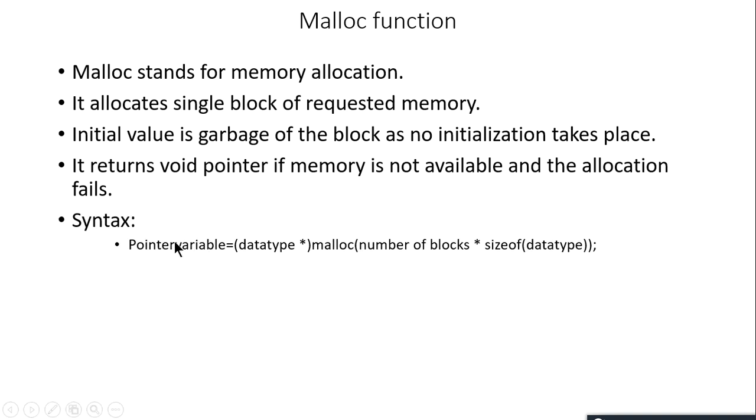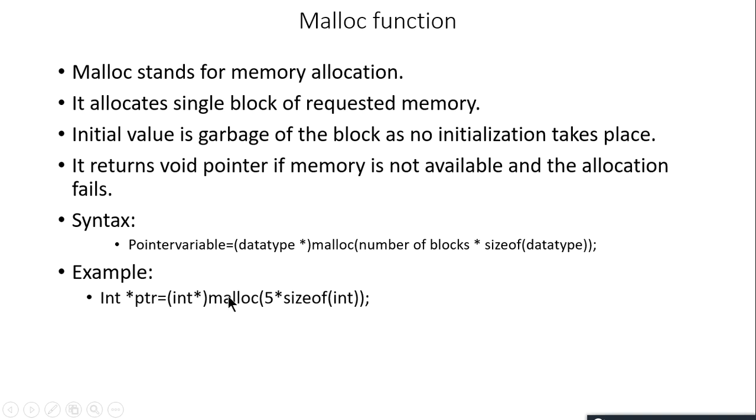So you have to declare a pointer variable first. Then what kind of data type you are using, like integer, character, float, double. Then you will use the malloc function. Inside the brackets you will specify two things: how many blocks you want to create, and the size of the data type, that is, how many bytes. Okay, you see here int star ptr. So this is a pointer variable which will store the starting address of the block.